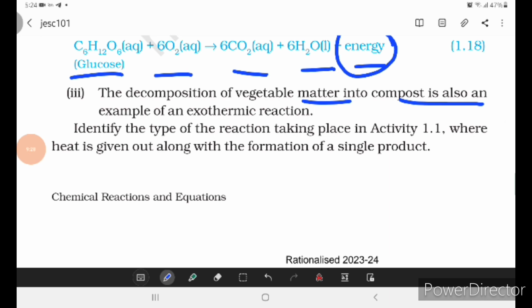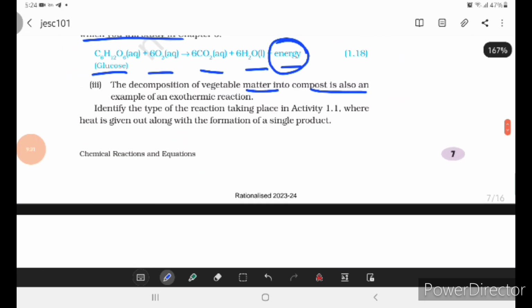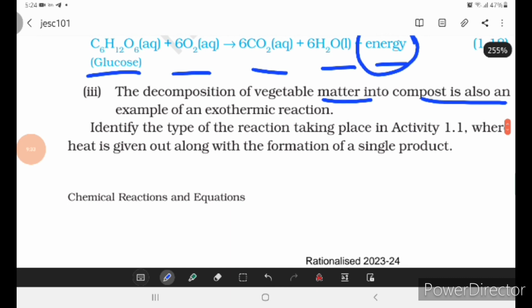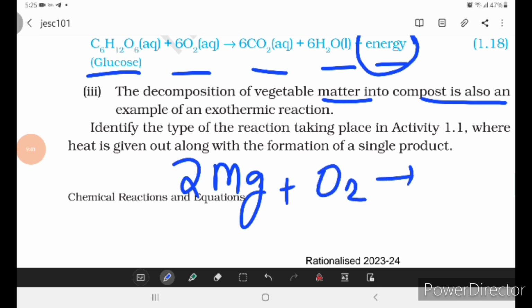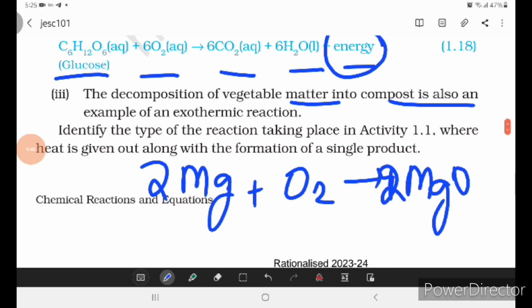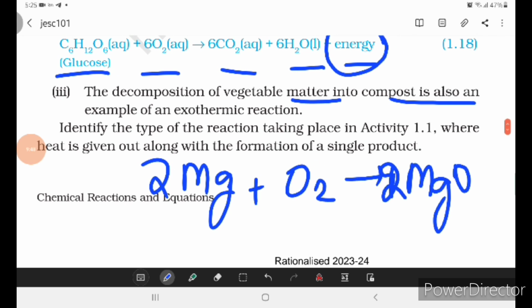Identify the type of reaction taking place in activity 1.1 where heat is given out along with the formation of a single product. So what is the reaction? 2Mg plus O2 gives rise to 2MgO. Well, this is what we balanced at the start of the video, right? Now, what is this type of reaction? You have two reactants and one product. That is, it is a combination reaction, and also a small amount of light is released. Light is also a form of energy, right? So it is also an exothermic reaction.